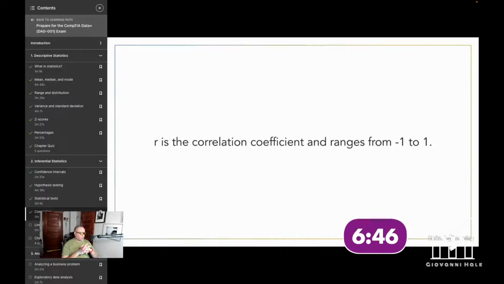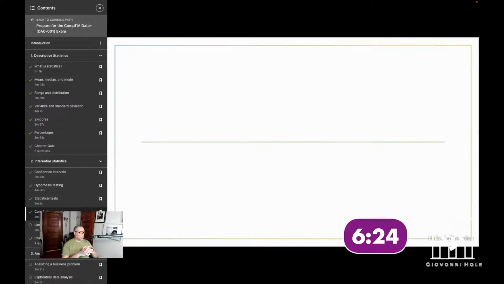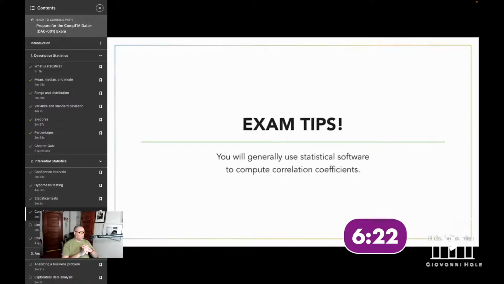We can also describe correlations using a numeric measure called the correlation coefficient. This value, which uses the symbol R, ranges from -1 to +1. A positive value represents a positive correlation, a negative value represents a negative correlation, and a value of 0 represents no correlation. Now, you won't have to compute R values on the exam, and the reality is that most people never compute R values by hand. Instead, they use statistical software to perform these calculations for them.